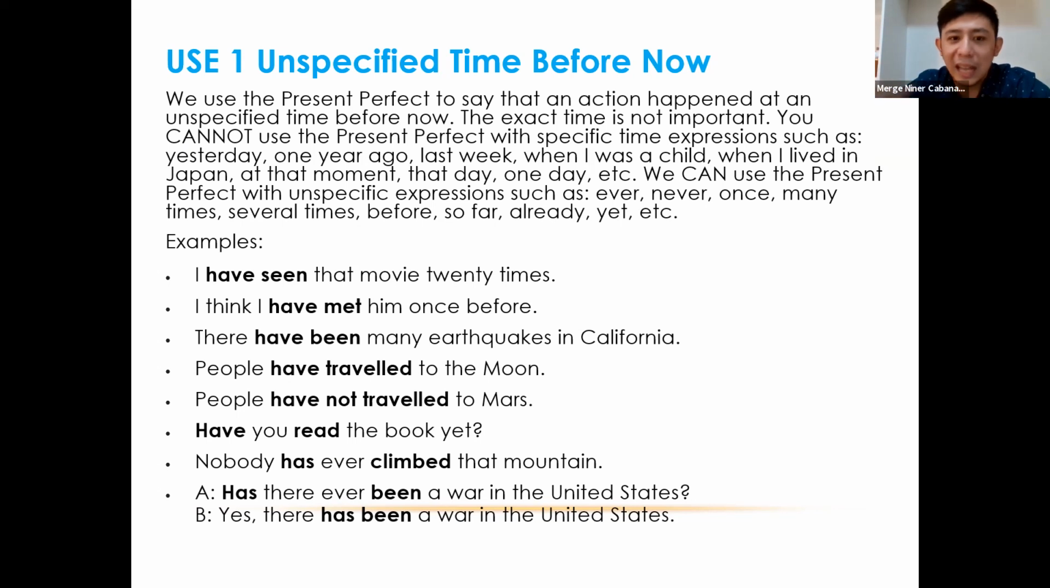Yesterday, one year ago, last week, when I was a child, when I lived in Japan, at the moment, at that moment, which is in the past, that day, one day. We can use the present perfect with unspecific expressions such as ever, never, once, many times, several times, before, so far, already, yet, and the likes.